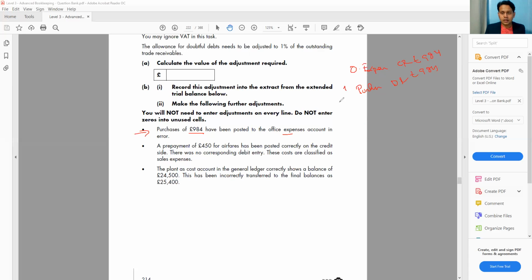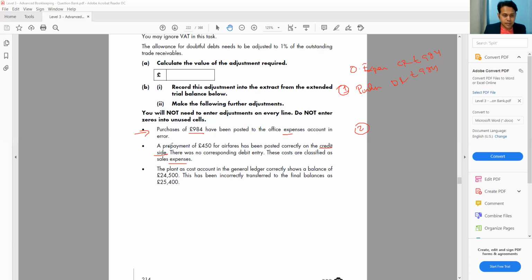That's number one. On number two, I can see here they said a prepayment of 450 for airfare has been posted correctly on the credit side. There was no corresponding debit entry. So if I don't write anything for the debit, that means I created a suspense account. These costs are classified as sales expense.